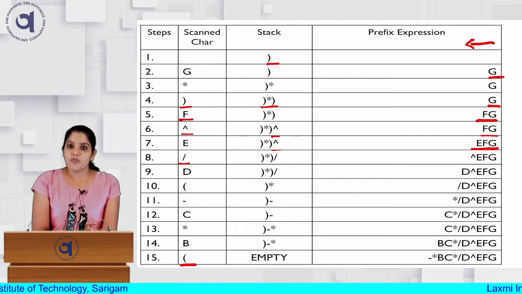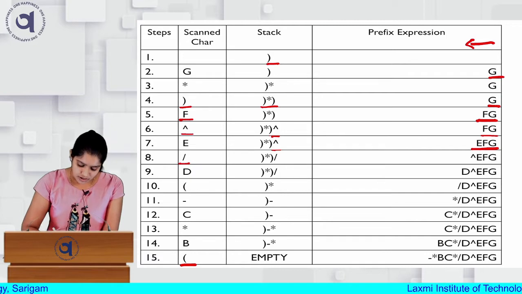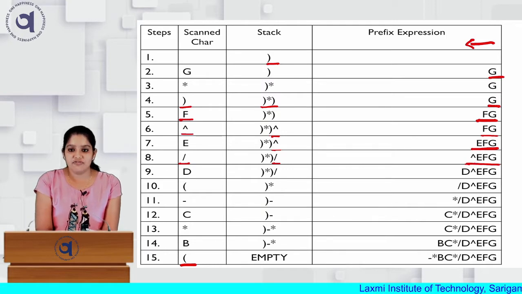So, we need to pop this cap from the stack and push it to the prefix expression, and we need to push the slash to the stack. That is what I have done over here: slash is here and cap is here. So, here I have cap E F G.